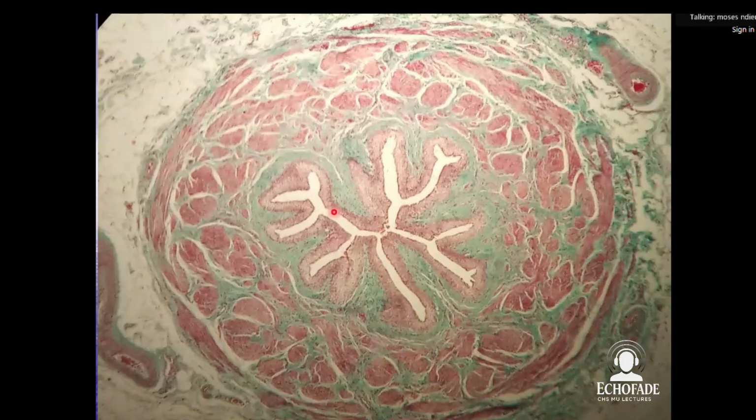Why transitional? Because transitional epithelia is capable of stretching or being stretched. When it is completely empty, this is how it would appear. When it is full of urine, then the lumen becomes more or less rounded. The cells become flat. And that is important.